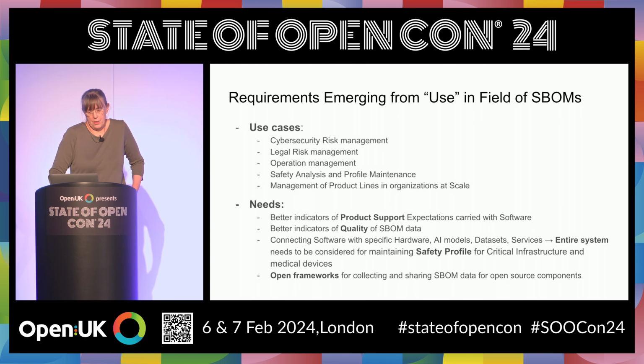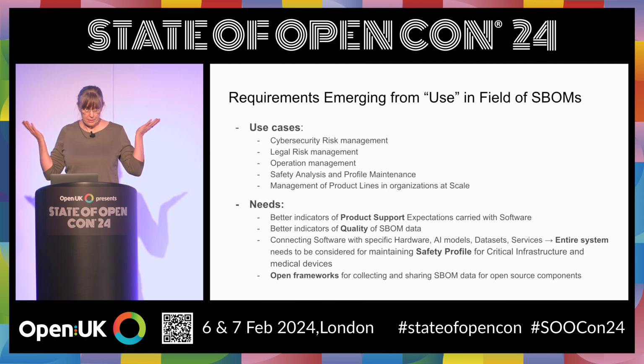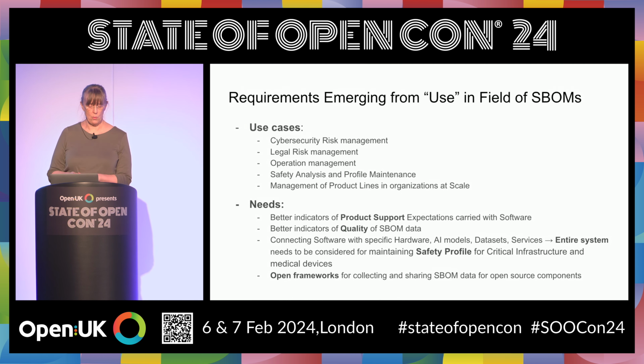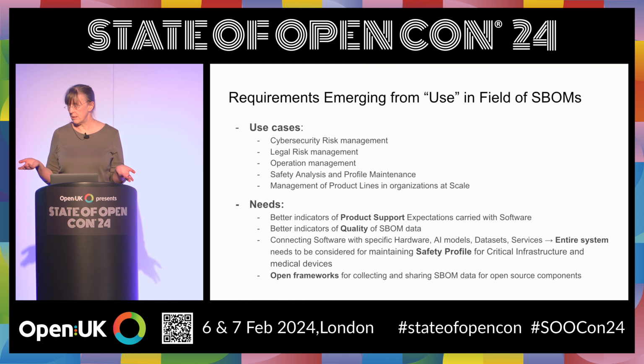And the use cases that are coming up here are like the cybersecurity risk management, obviously, legal risk management, which has been there for a while. Operations management is starting to happen because people are wanting to put more information in there and track what's actually going on. And then safety analysis and safety profile maintenance. How do we make sure we've got enough information to do the proper analysis? And then we have management of product lines at scale. So how are we going to be dealing with product lines?